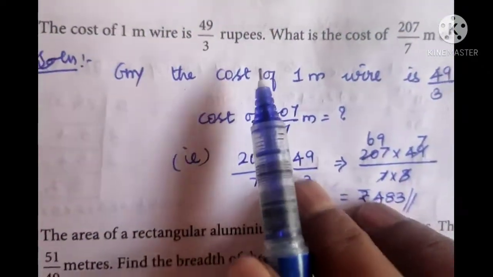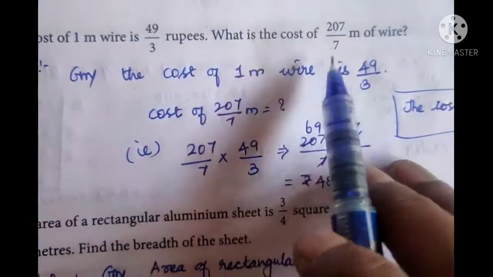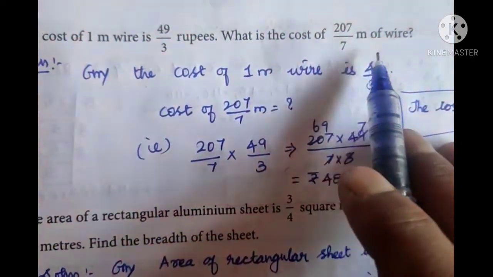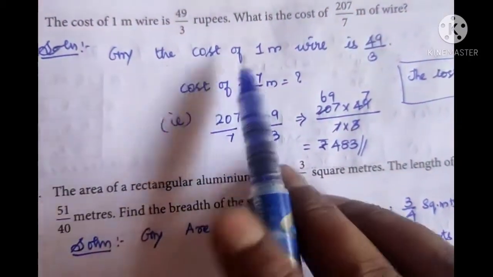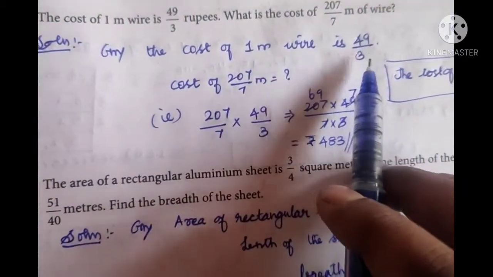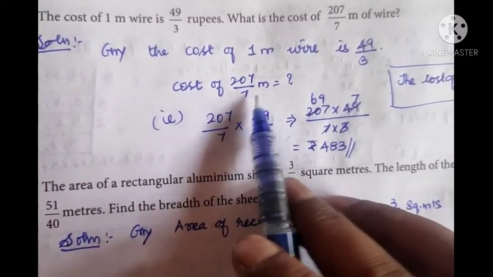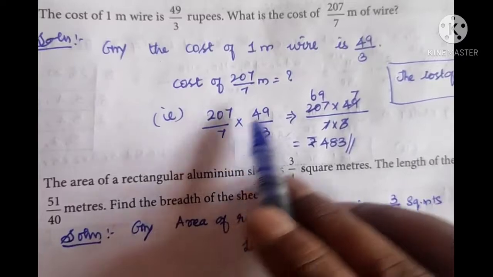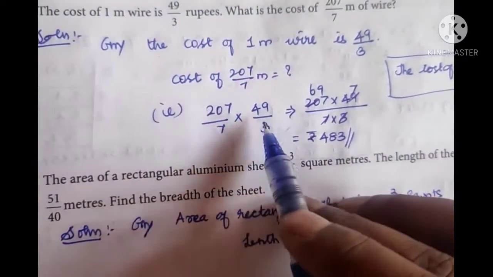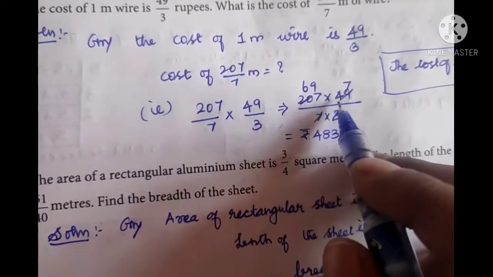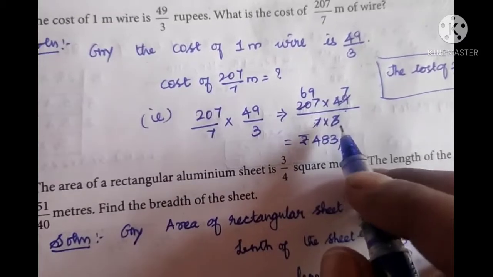The cost of 1 meter of wire is 49 by 3 rupees. What is the cost of 207 by 7 meters of wire? Solution. Given the cost of 1 meter of wire is 49 by 3. Cost of 207 by 7 meters is equal to 207 by 7 into the 1 meter cost 49 by 3, then 207 into 49 divided by 7 into 3.